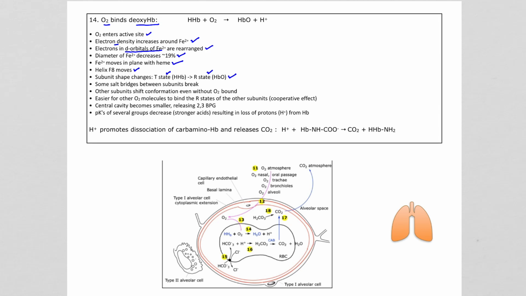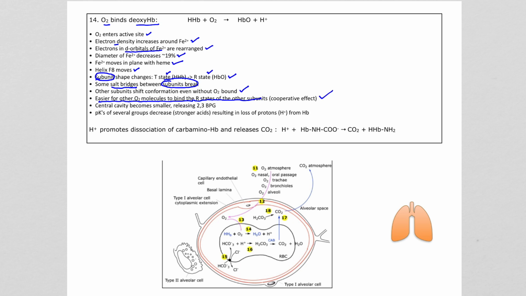So the change in one subunit from the T state to the R state will cause weak forces such as salt bridges to break between that subunit and the other subunits, and now the other subunits will start changing from T state to the R state even without oxygen bound. This makes it easier for the other oxygen molecules to bind the hemoglobin because the rest of the subunits are now in the R state. This is called the cooperative effect.